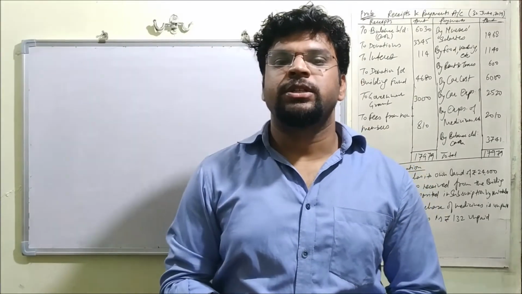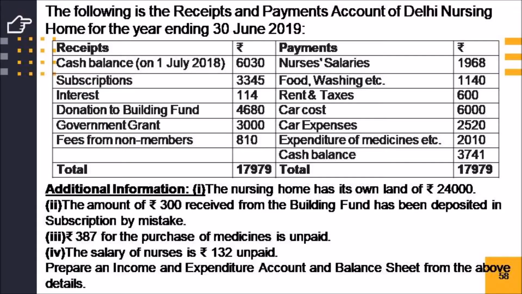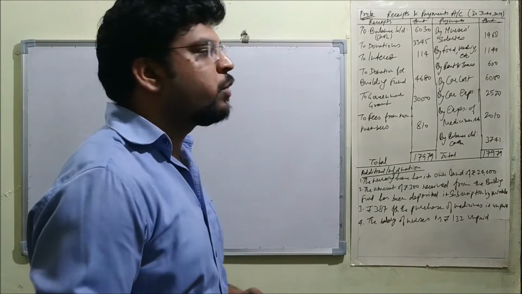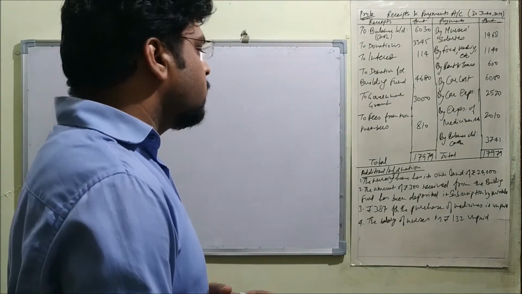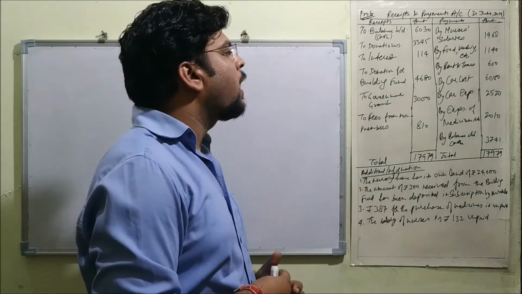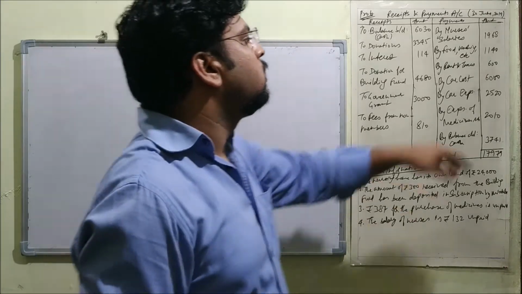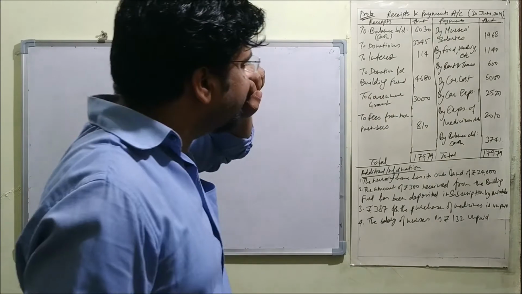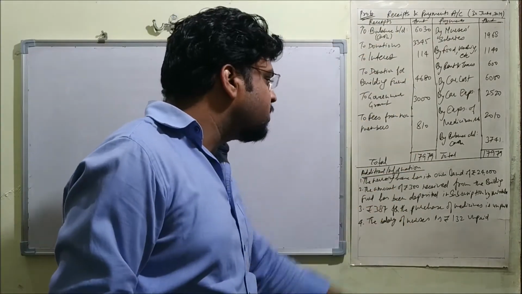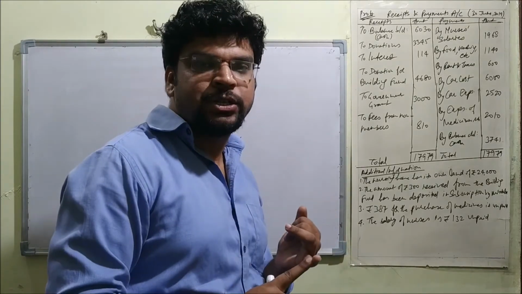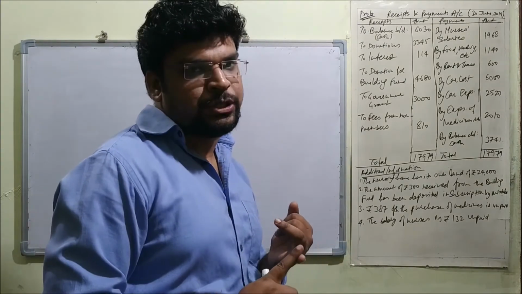Balance sheet. The question you can see on your screen. I have taken the important portion of the question here. There is one nursing home, and the receipt and payment account of that is given on 30th June 2019, and some additional information is given. What we need to prepare is the income and expenditure account as well as the balance sheet.